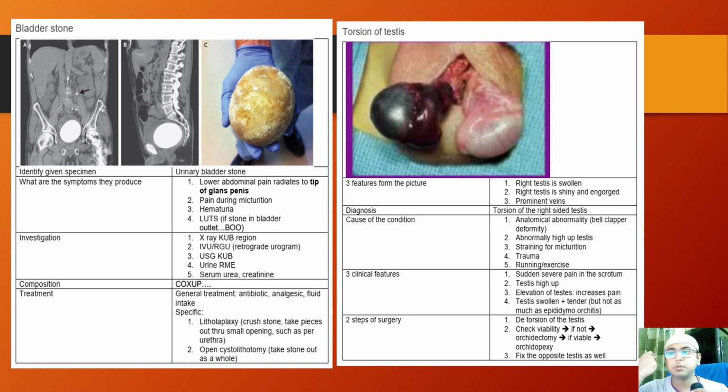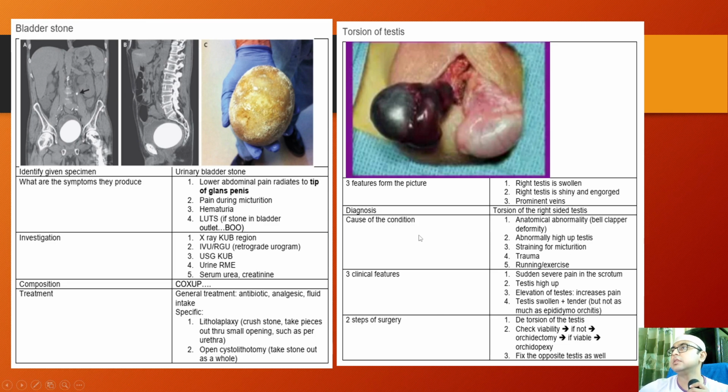stone extraction by Dormia basket. But also litholapaxy, crush the stone with a pneumatic lithotripsy device, and take pieces out through a small opening in the periurethra, and open cystolithotomy, that is through the abdomen, like suprapubic cystostomy. Cystolithotomy through the suprapubic region is very common.